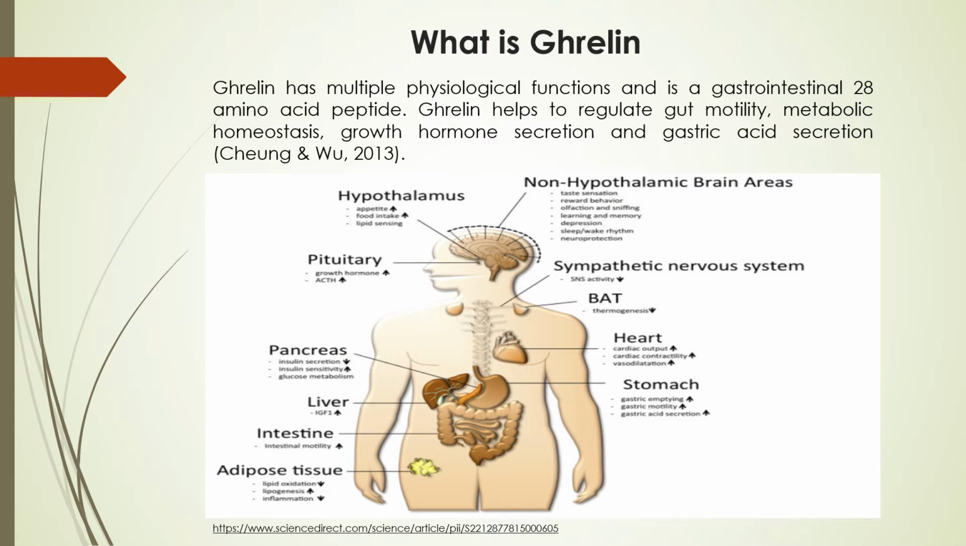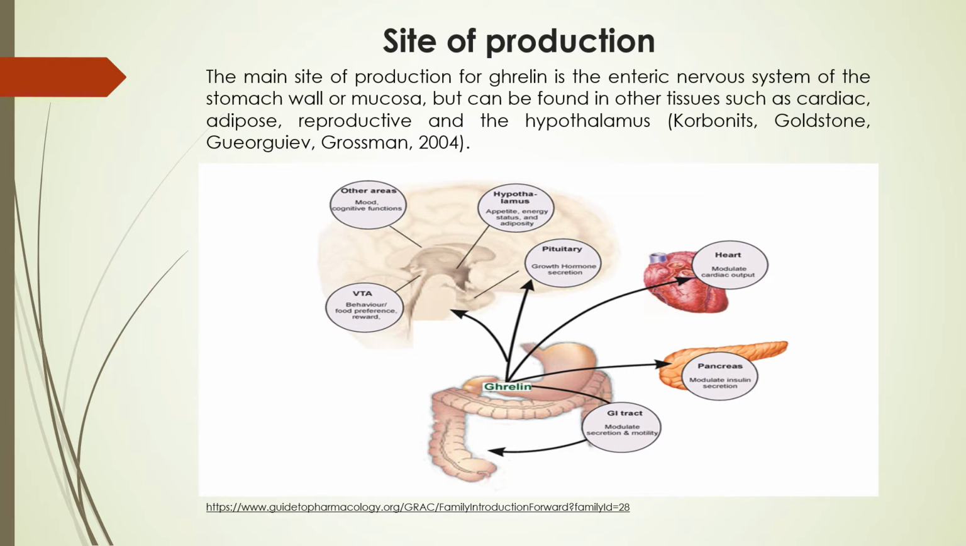Ghrelin has multiple physiological functions and is a gastrointestinal 28 amino acid peptide. Ghrelin helps to regulate gut motility, metabolic homeostasis, growth hormone secretion, and gastric acid secretion. The main site of production for ghrelin is the enteric nervous system of the stomach wall, or mucosa. It can be found in other tissues such as cardiac, adipose, reproductive, and hypothalamus.